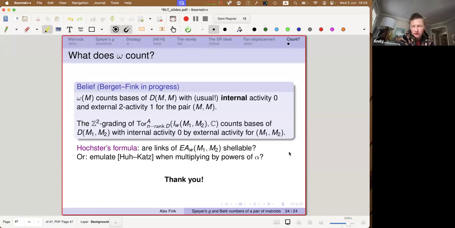Yes, so to elaborate on your question, Graham, the omega of M should be the dimension of some homology group of some link inside this external activity complex. And so what we want to do is, the best way to prove a formula for it is to compute a shelling for the complex, and then it's going to be the number of homology facets in that shelling.